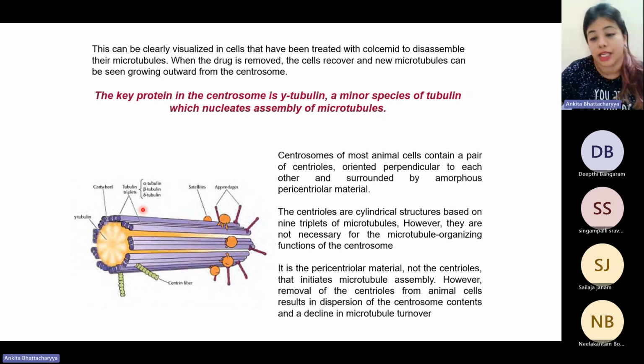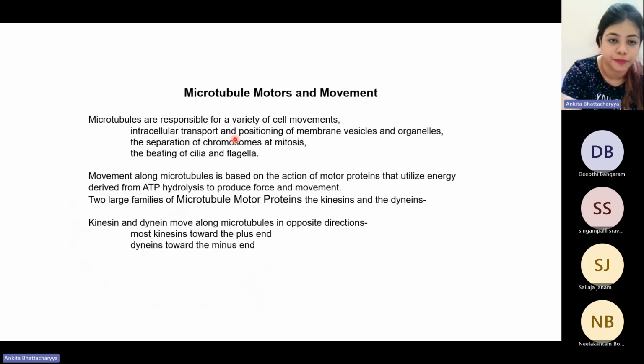However, I'm not just saying that gamma tubulin is the only region. This, along with the pericentriolar material, together help in microtubule assembly. And if you remove the centrioles from animal cells, then it would disperse the centrosome contents, and microtubule turnover would be significantly affected. You would get much less microtubules, basically.